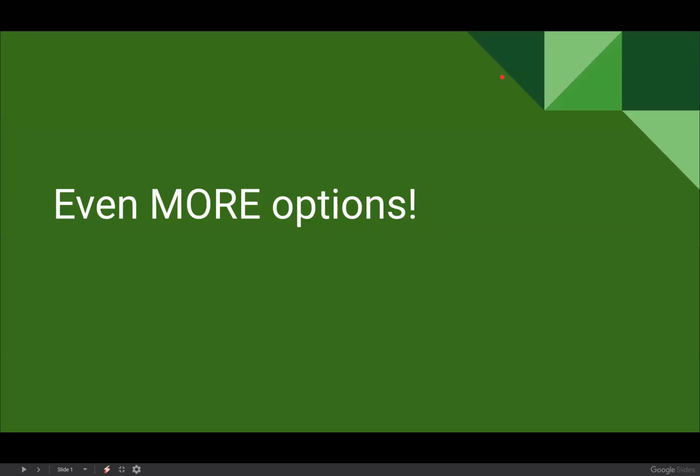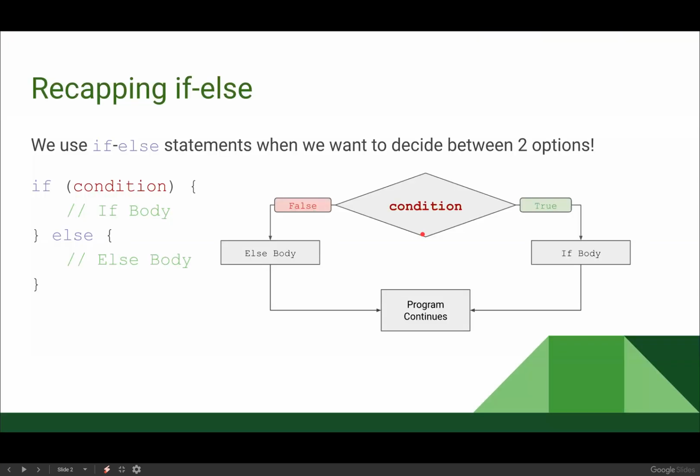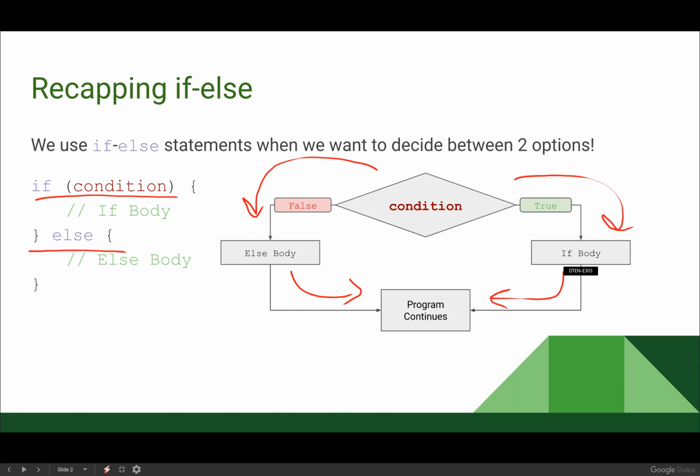So today we are discussing adding even more options to our if and else statements. Last class we discussed using if and else statements to decide between two options. We had our condition. If that condition was true, we did whatever was in the if body. If that condition was false, we did whatever was in the else body. And then after that, whichever branch we took, we would resume our program after that.